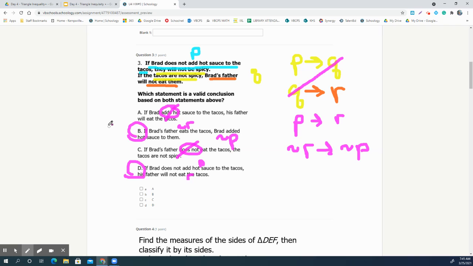So guys, there were 2 answers. This is the contrapositive, and this is straight syllogism.